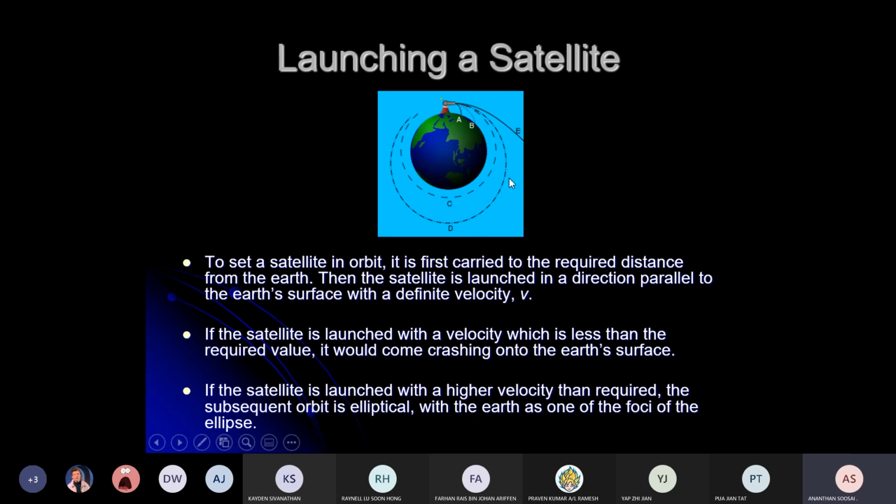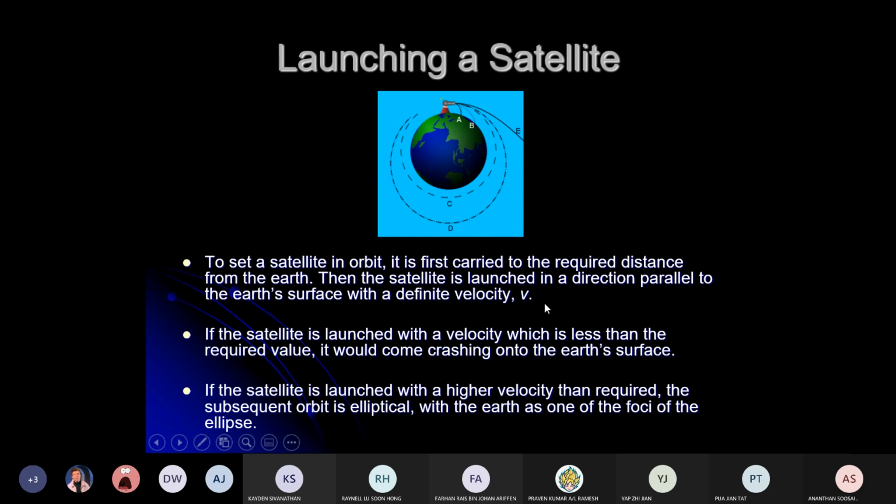Launching a satellite is like firing a bullet from a cannon. You see this picture. If you launch at quite a low speed, you're going to fall to the Earth. You increase the speed, you're going to fall to B, a further distance. But if you increase to a very high speed, it might rotate in a nice circular path. That's called orbital speed. To set a satellite in orbit, it is first carried to the required distance from the Earth. Then the satellite is launched in a direction parallel to the Earth's surface, with a defined velocity.